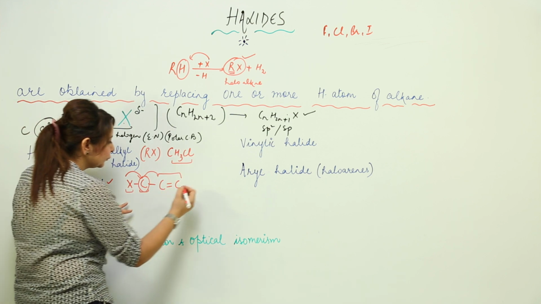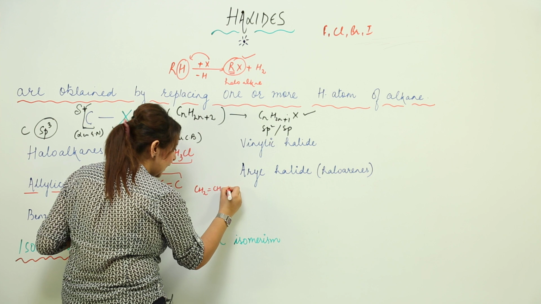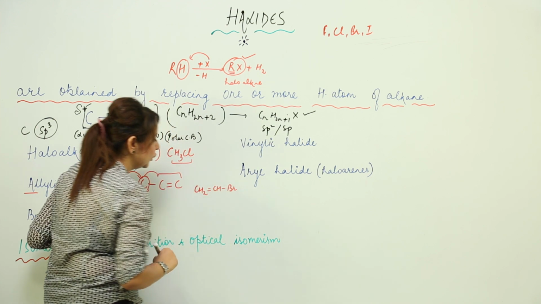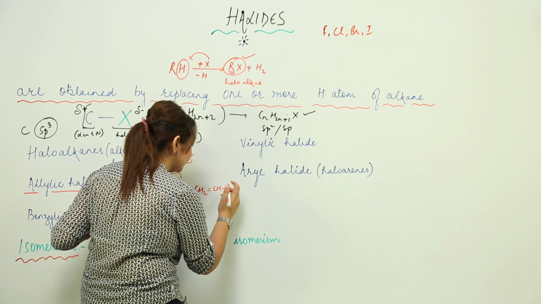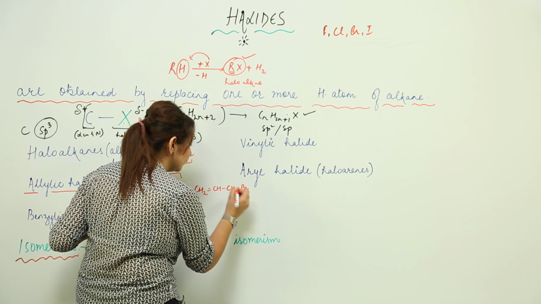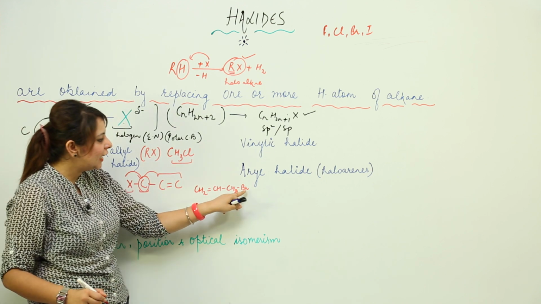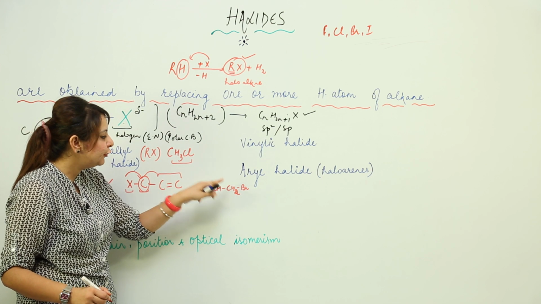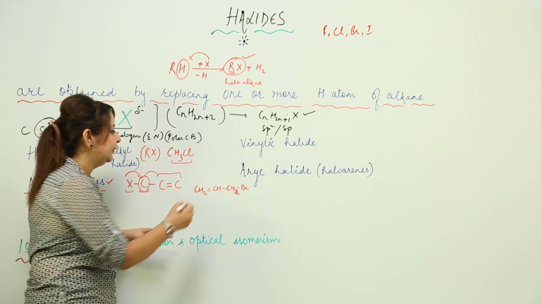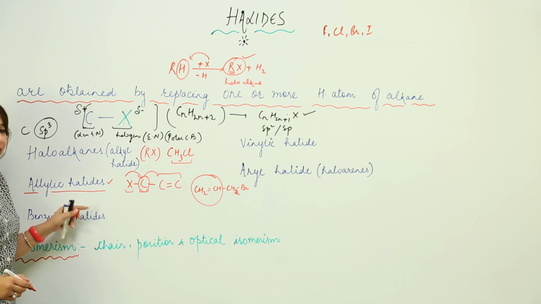For example, CH2=CH-CH2-Br. This is called an allylic halide, in which the halogen is attached to a carbon atom and this carbon atom is further attached to some kind of unsaturated system. So it is called an allylic halide.